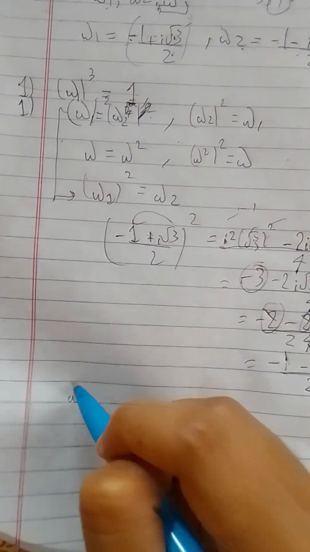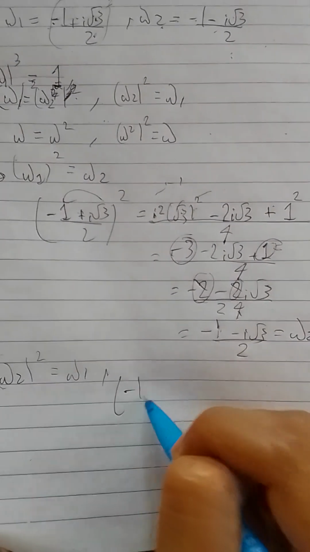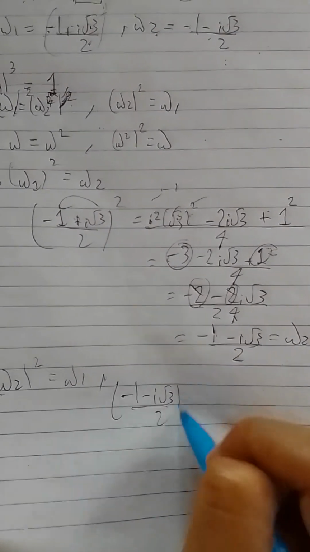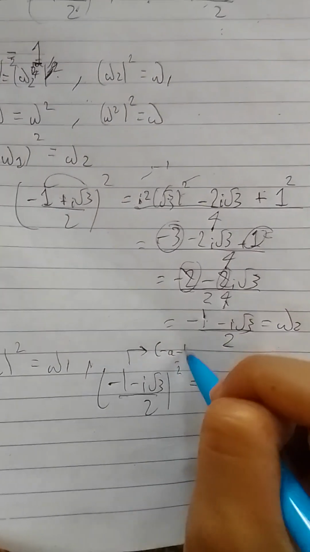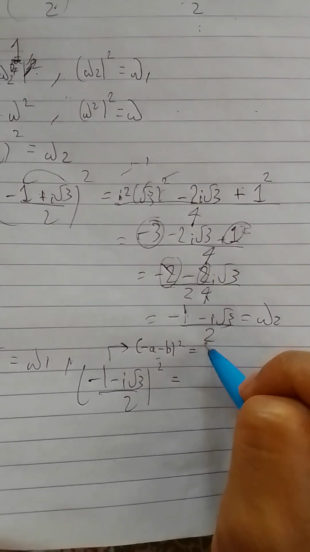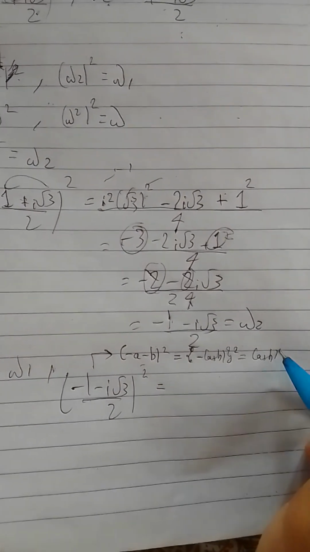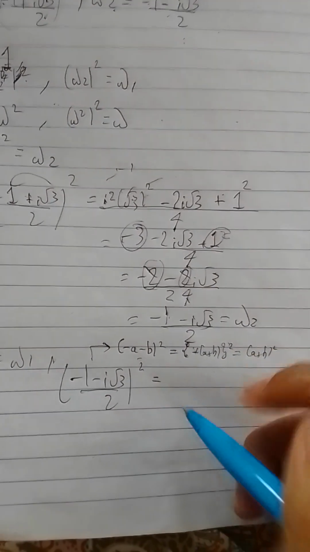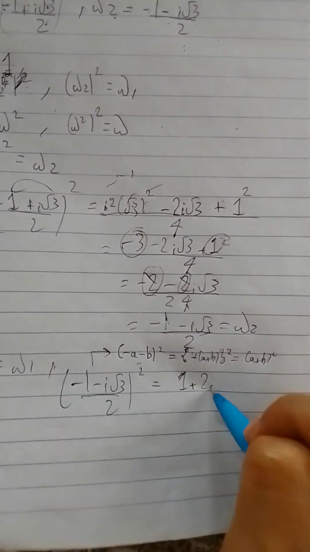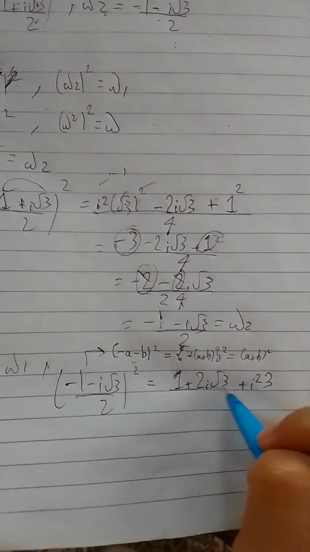Then again we can have omega 2 square equals omega 1. So taking the right hand side we have (minus 1 minus i root 3 by 2) whole square, equals, well, we can just use the fact that this is minus (a plus b) square, which is just (a plus b) square, negative negative positive. So here this is just (a plus b) whole square, which is 1 plus 2 i root 3 plus i square root 3 square, which is 3 by 4.